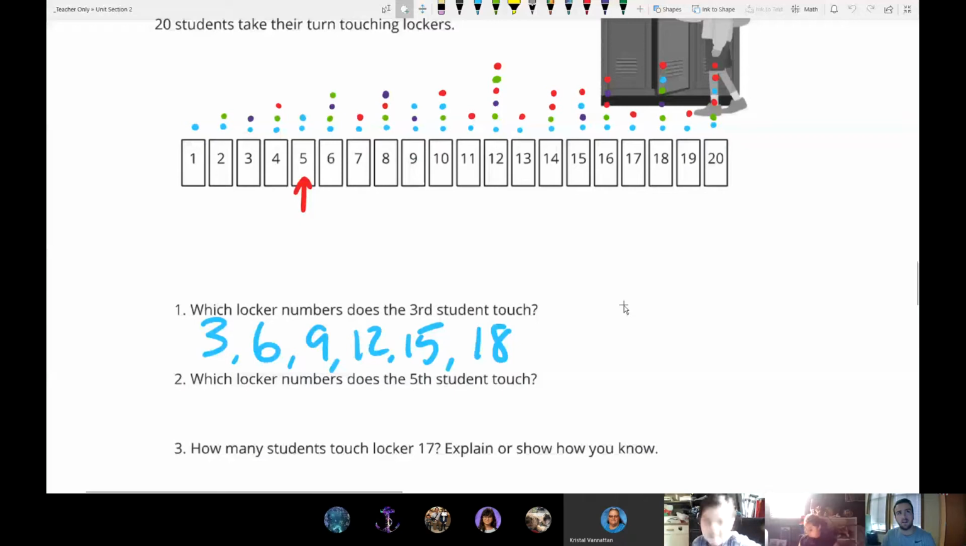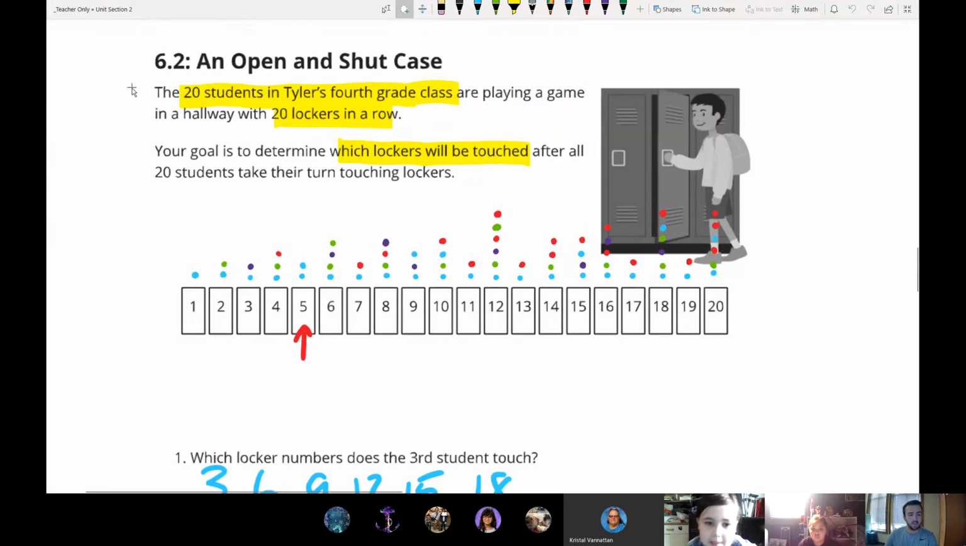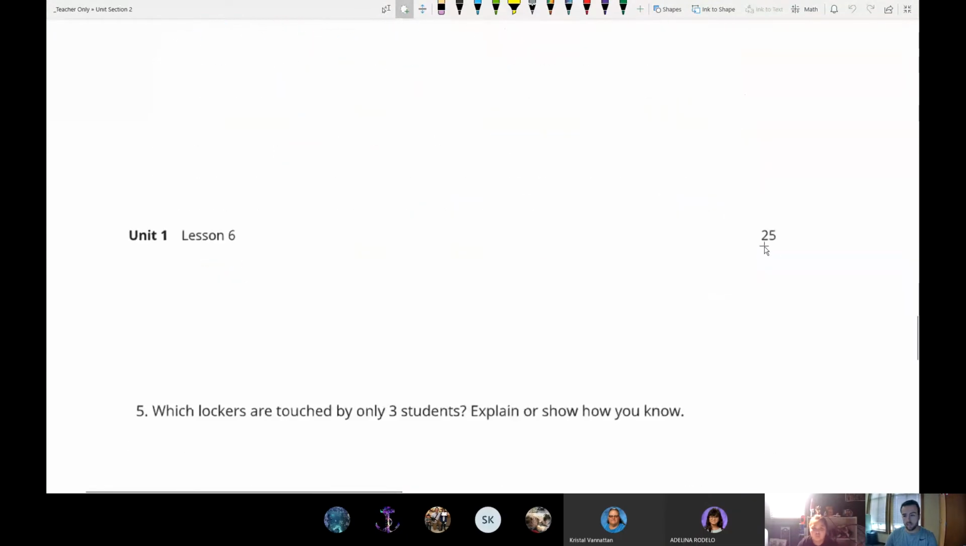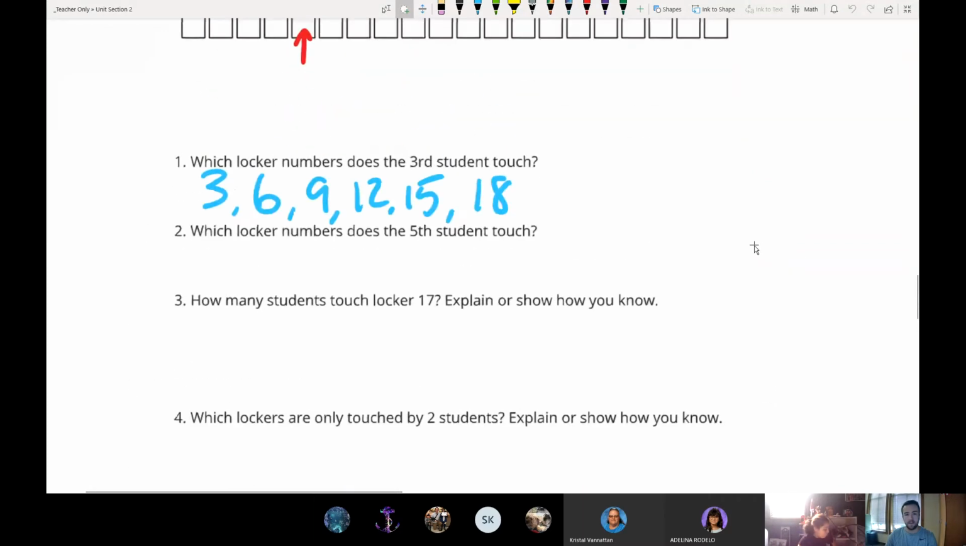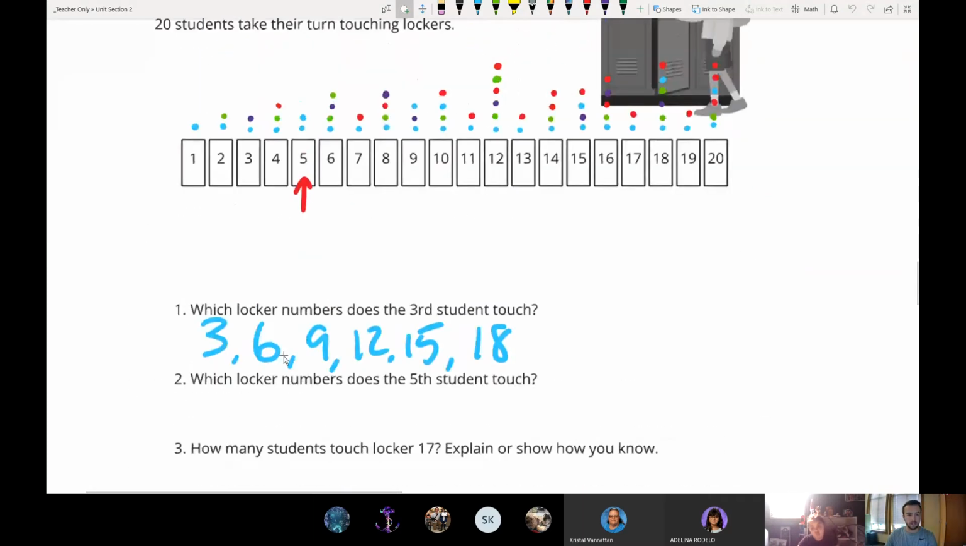All right, so we are recording. We're a little bit into the lesson. So to recap for those who are following along after the fact, we are covering 6.2, an open and shut case. It's page 25 in the packet, page 27 in the workbook. Malia has already answered the first question, which locker numbers does a third student touch? We landed on 3, 6, 9, 12, 15, 18. We talked about how each of these numbers here is a multiple of 3.